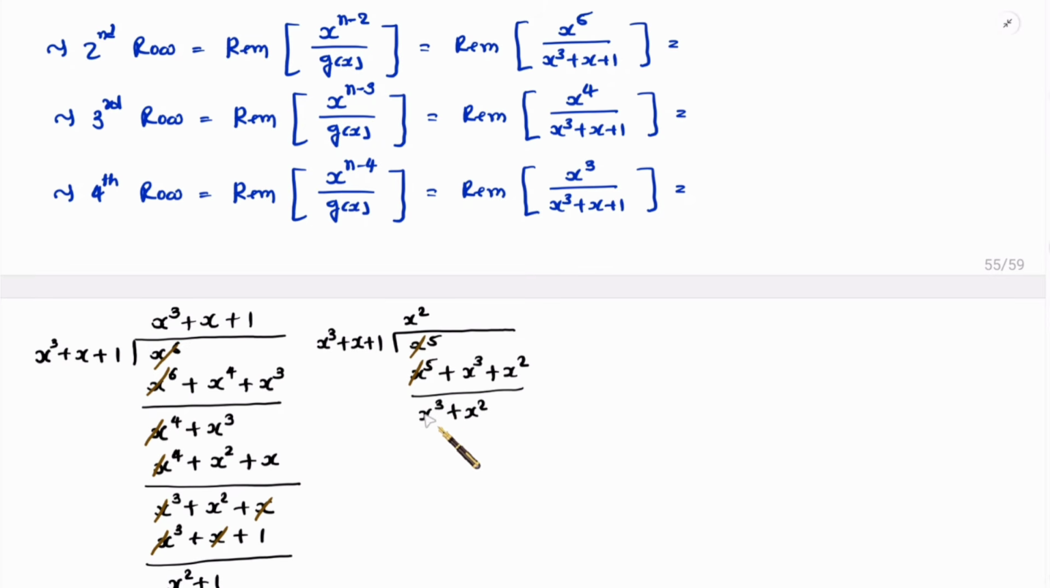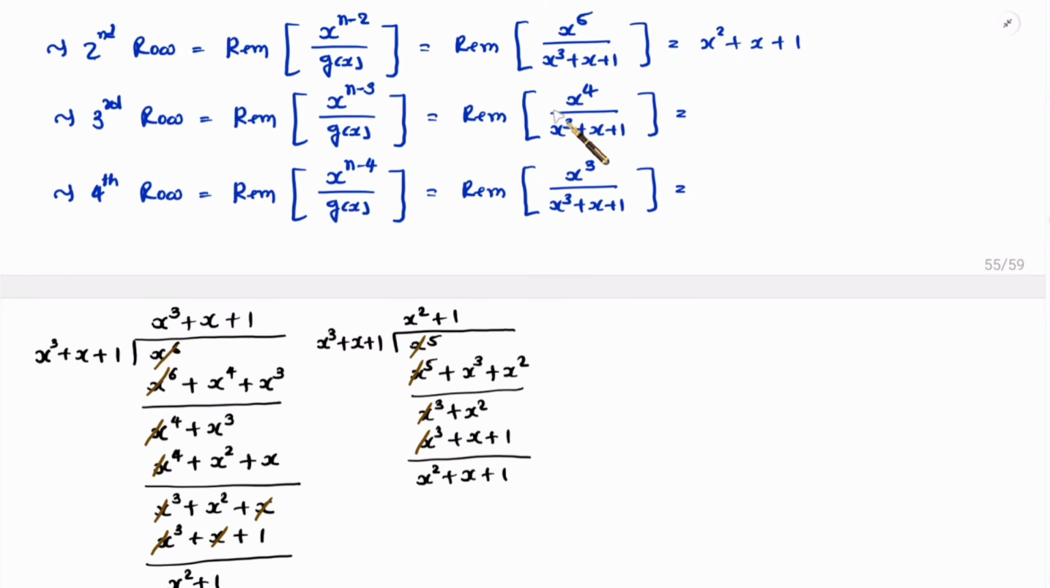Here the highest order is x to the power 3. So with this we need to multiply 1. So here we will be having x cube plus x plus 1. Again eliminate similar terms. So x cube is getting cancelled and we'll be having x square plus x plus 1. Now see here the order is x to the power 2, which is lower than this. So here we will be having the remainder, and this remainder that we need to substitute in the second row. So here the remainder is x square plus x plus 1.